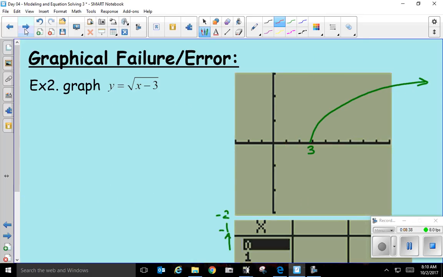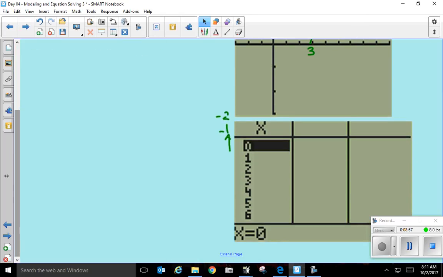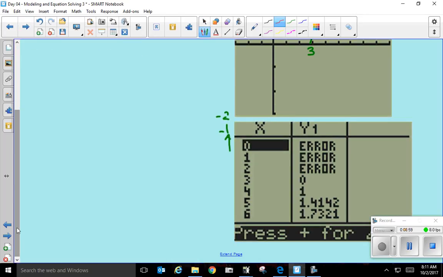So if I look at this one, what's the restriction of radicals? I can't have negative numbers here. Can I have a 0 under the radical? What value of x would make this expression equal to 0? 3. 3 minus 3. Do I get a value at 3? Yeah, I do. It's 0. It's not undefined. So I can have a 0 under the radical.